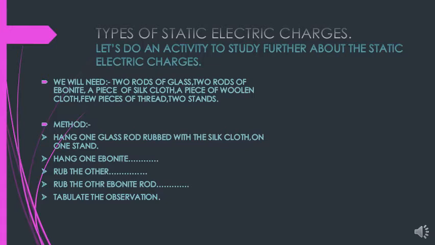After that, rub the other ebonite rod with the woolen cloth. We are rubbing the ebonite rod using a woolen cloth, and then we bring it towards the rods that hung. So ebonite rod to ebonite rod, they repel. After that, they are telling us to tabulate our observation here.